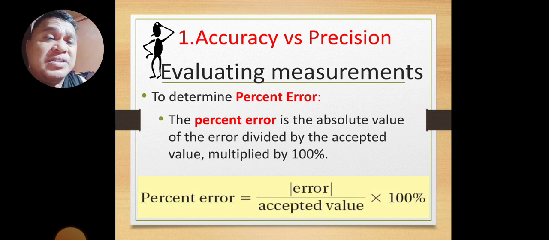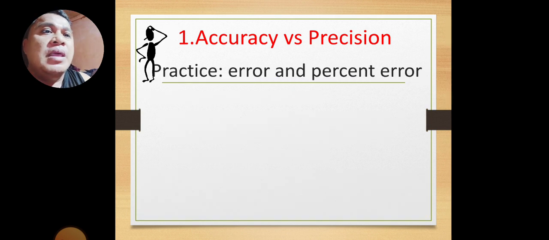Take note that percentage error is equal to error over accepted value, and your error is an absolute value. The two bars there in the numerator signify that your error is an absolute value, meaning it does not matter what the sign is, whether negative or positive. Do not consider the sign, multiplied by 100%, and that is how you calculate your percentage error.